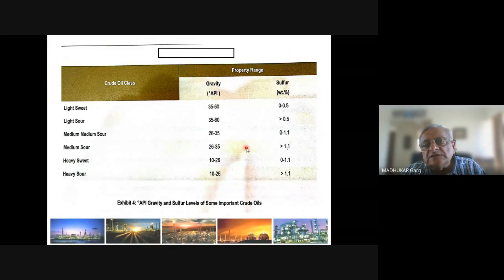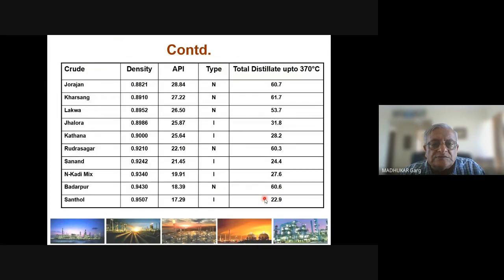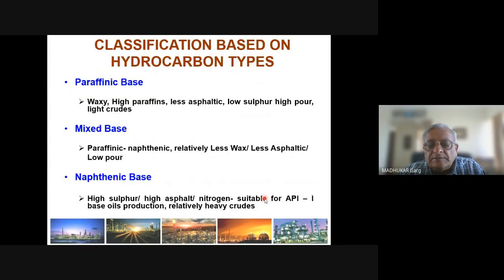And as far as the classification in terms of sulfur is concerned, sour or sweet, again the sulfur level would depend upon whether the crude is light, heavy, or medium. And we went through the table to understand the limits on the sulfur, which goes down as you go from heavy to light crude. And I shared some of the information of the crudes that are around and we process in our country.